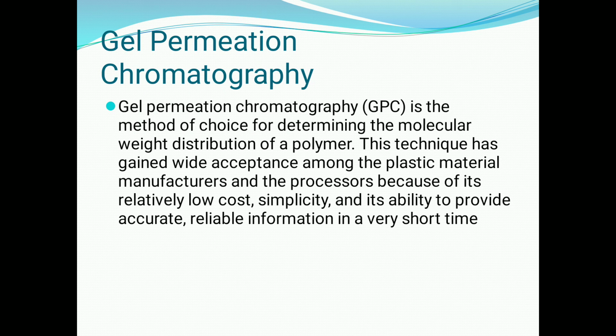And the next test is the gel permeation chromatographic test. Gel permeation chromatography (GPC) is the method of choice for determining the molecular weight distribution of a polymer. This technique has gained wide acceptance among plastic material manufacturers and processors because of its relatively low cost, simplicity, and its ability to provide accurate, reliable information in a very short time.